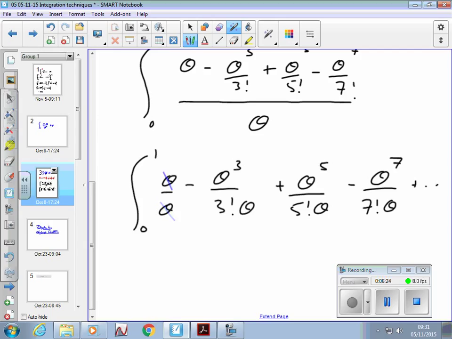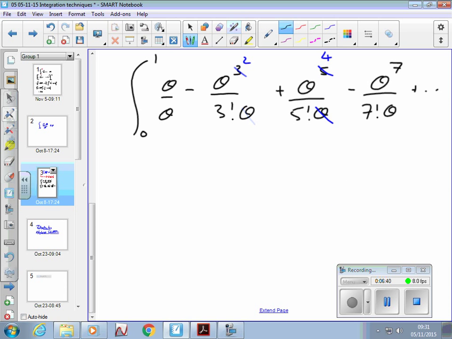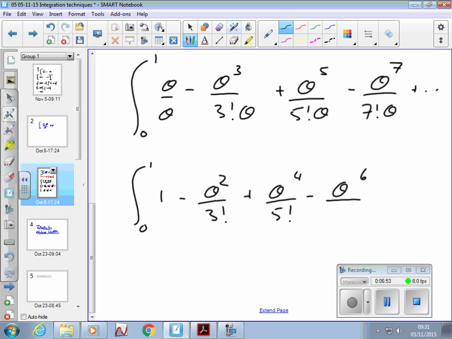1, right, okay, not 0, 1. Theta goes into theta 1, so that will be replaced with 1, and I can do some cancelling here. That becomes squared, this becomes to the power 4, and so on. So I can now write that the integral becomes 1 minus theta squared over 3 factorial plus theta to the 4 over 5 factorial minus theta to the 6 over 7 factorial, and so on.